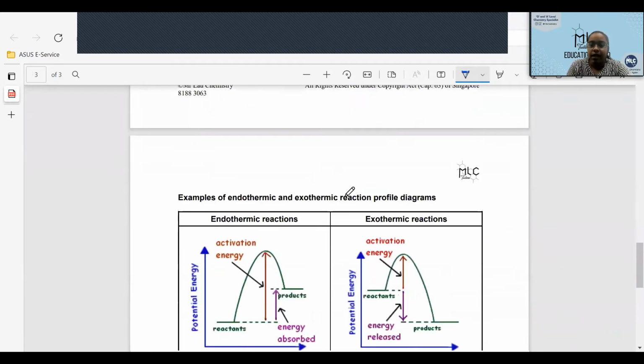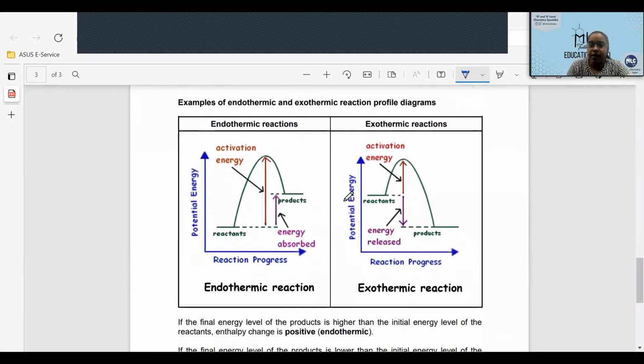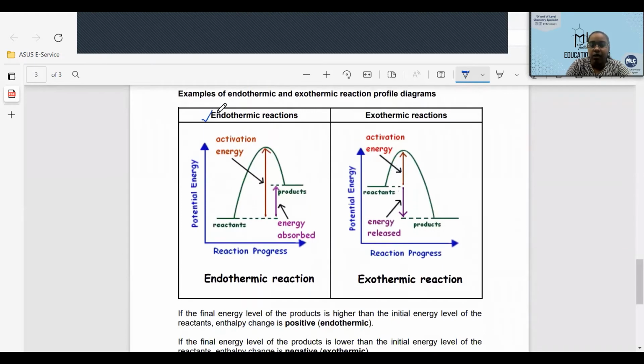Do take note that there are two types of energy profile diagrams, and they are for endothermic reactions and exothermic reactions. So if you can see here, for the endothermic reaction, the reactant energy level is much lower than your product's energy level. Whereas for exothermic, it is the opposite. For reactants, the energy level is much higher than your product's energy level.